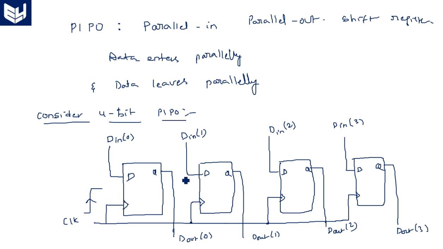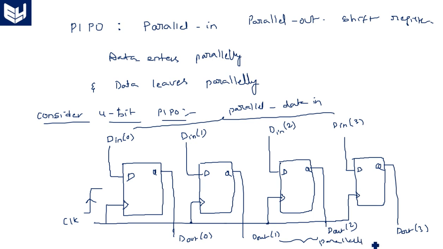This is the clock signal, which may be working at the rising edge. Hope you understand. The data enters parallelly. All this is parallel data in, and all this is parallel data out. So data enters parallelly and data comes out parallelly. This is the parallel in, parallel out shift register.